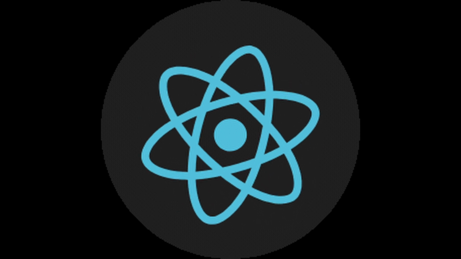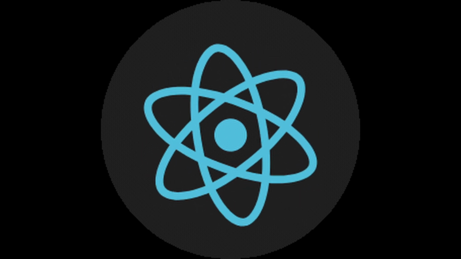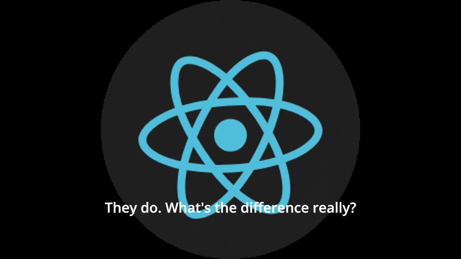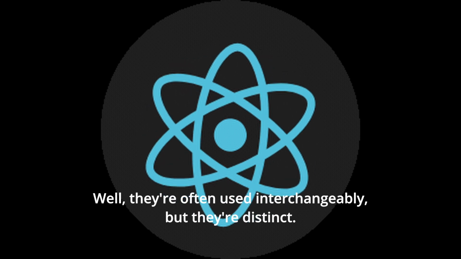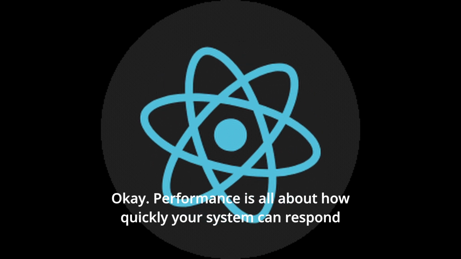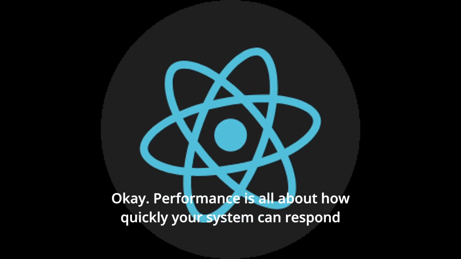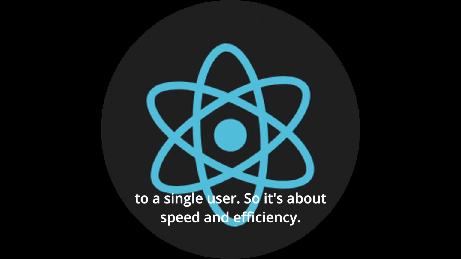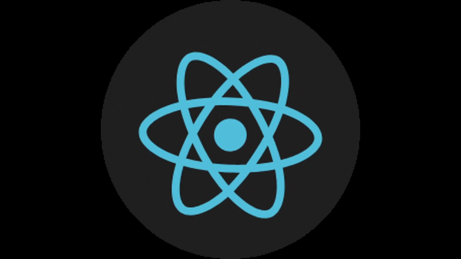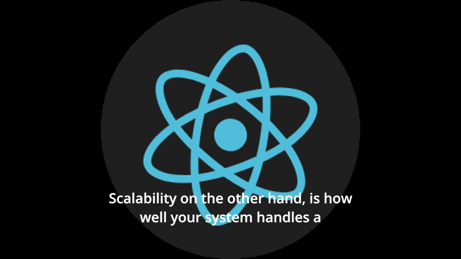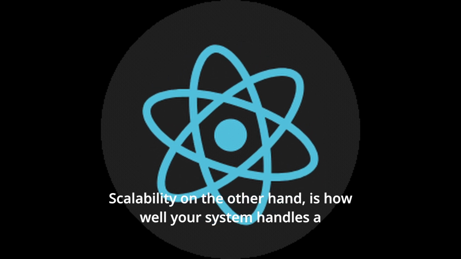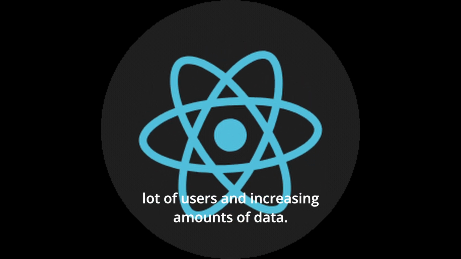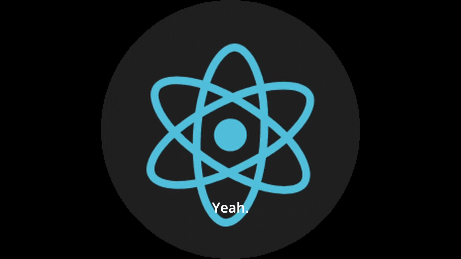I feel like these terms get thrown around a lot. What's the difference, really? Well, they're often used interchangeably, but they're distinct. Performance is all about how quickly your system can respond to a single user. So it's about speed and efficiency. Scalability, on the other hand, is how well your system handles a lot of users and increasing amounts of data. So, growth, exactly.